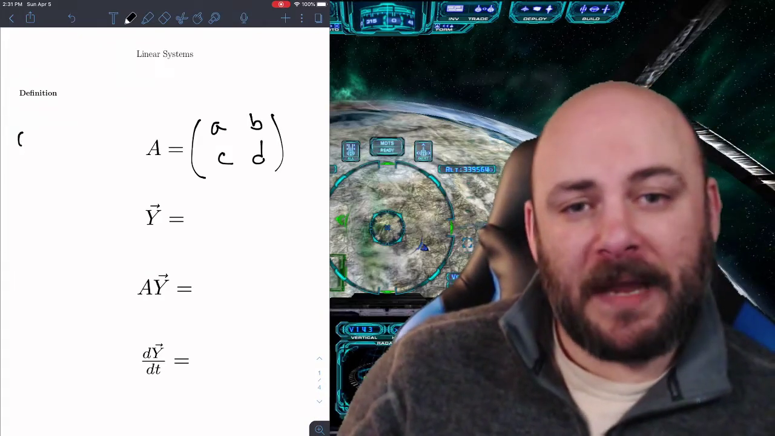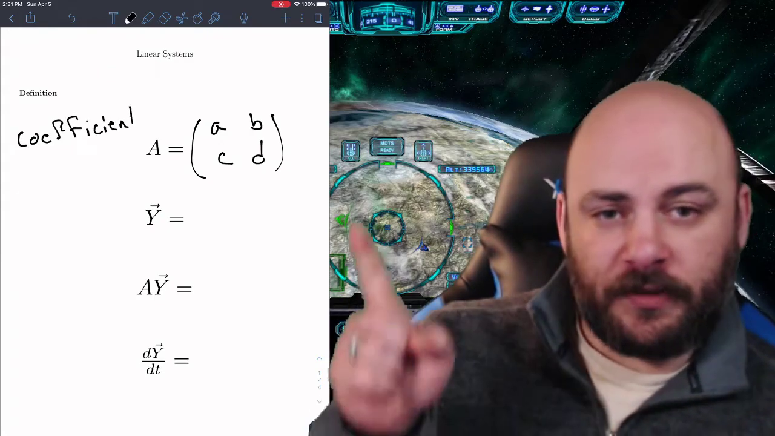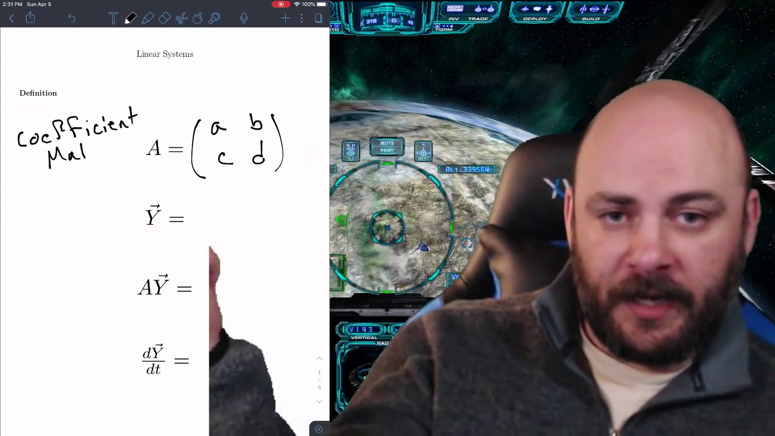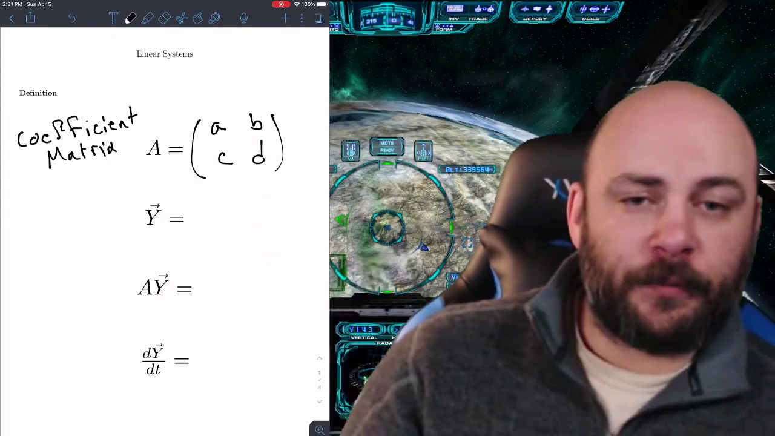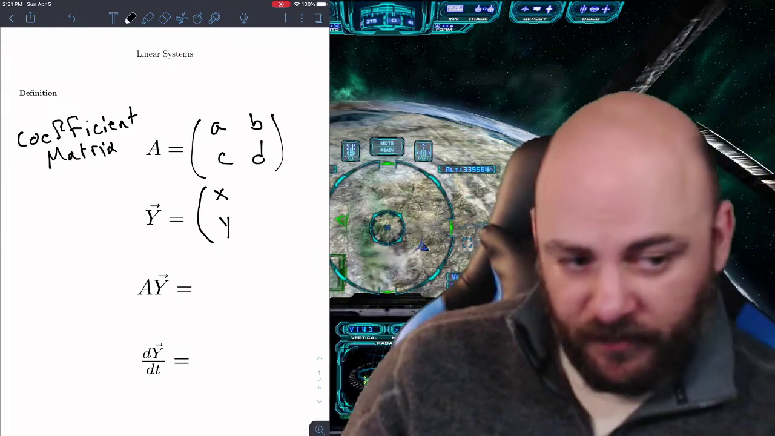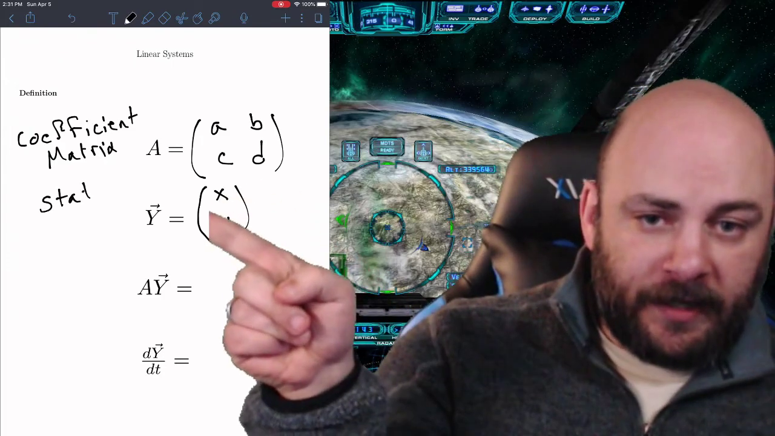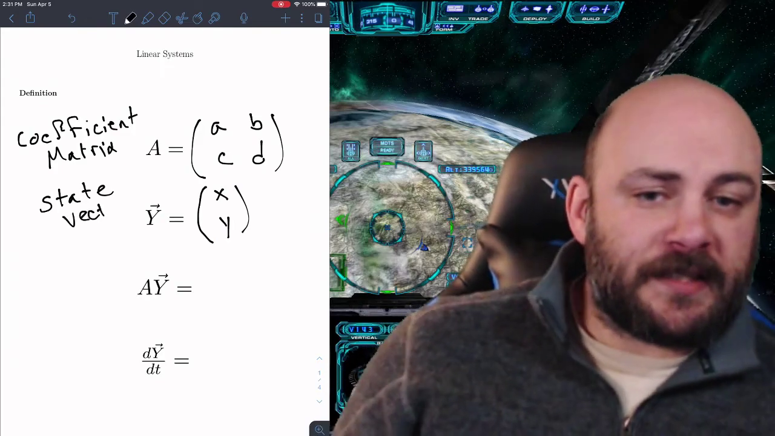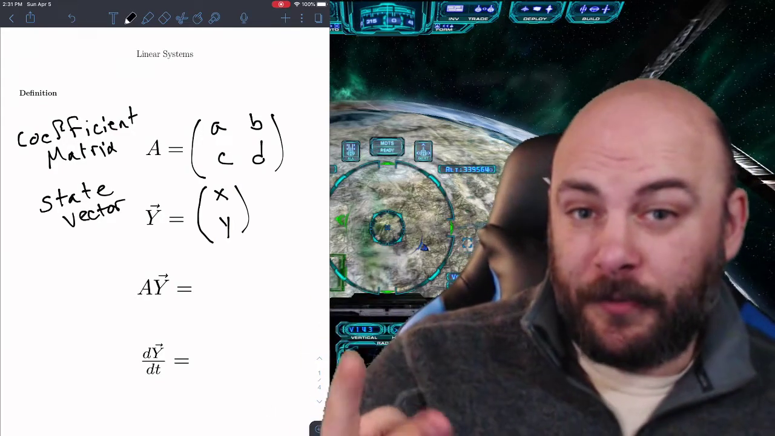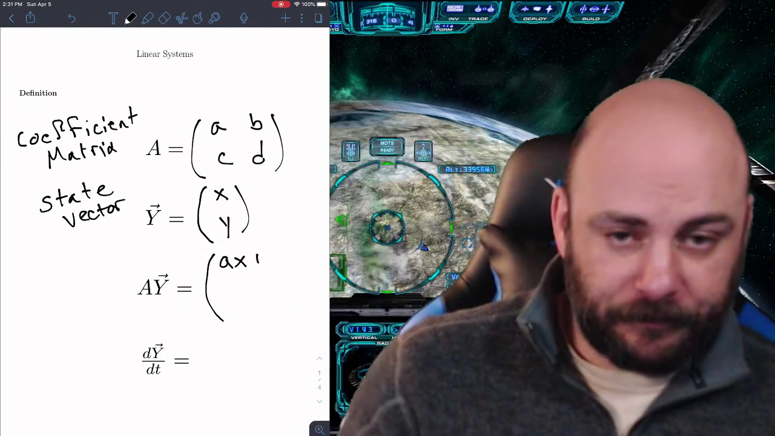Capital A is going to be a matrix A, which we will call our coefficient matrix. And so it's 2 by 2, 2 rows and 2 columns, filled with usually constants like a, b, c, d there. Those are number values. Y is a vector, so you see the little arrow above it, okay? And this is my state vector, and so it has my 2 state variables, because remember we're dealing with a system, x and y, and these are all functions of time.